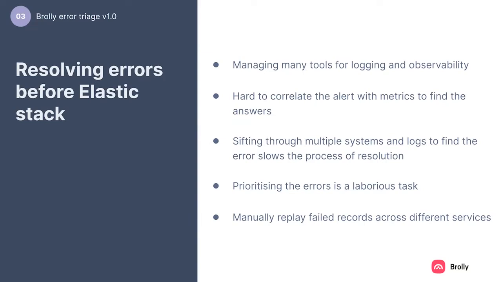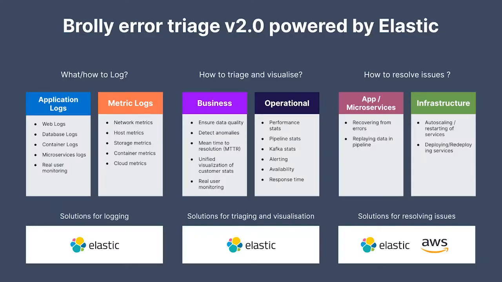So with all of that knowledge, all of those lessons learned from version 1, we went on to version 2, Brolly and Elastic. What did we do this time? We replaced everything with Elastic, basically. So one size fits all. There are lots of different technologies within Elastic that give us the ability to log.